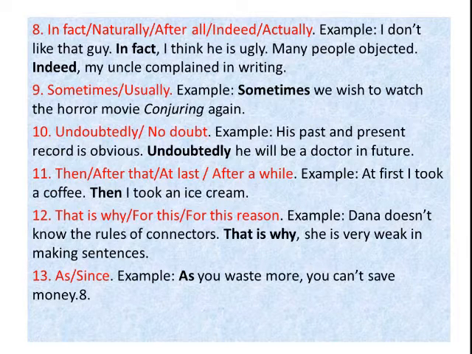So number 9, sometimes or usually can be used instead of one another. Sometimes you wish to watch the horror movie Conjuring again. So sometimes has been used here. Undoubtedly and no doubt have the same meaning. His past and present record is obvious. Undoubtedly he will be a doctor in future. Then number 11, then, after that, at last, after a while. At first I took a coffee, then I took an ice cream.